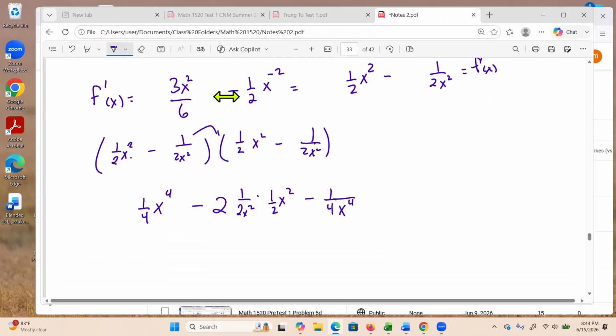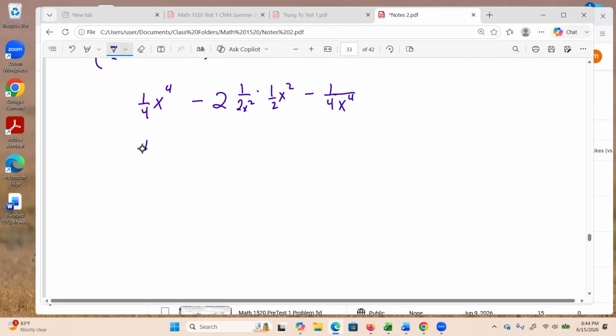Okay. So let's make sure that we're being careful about this. 1 over 4, x to the 4th, minus 2. Half times a half is 1/4. And look, we have an x squared on the bottom. We have an x squared on the top. Boy, that was convenient. It's almost like somebody planned it. Okay. So this is going to cancel out a little bit. So we have 1 over 4 x to the 4th minus 1/2, or sorry, plus here. This is the plus. 1 over 4 x to the 4th.